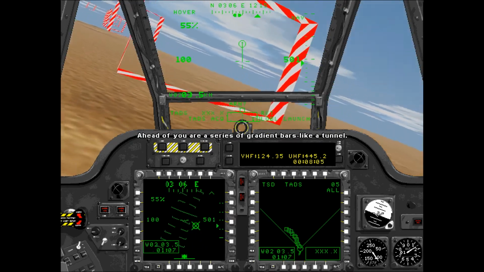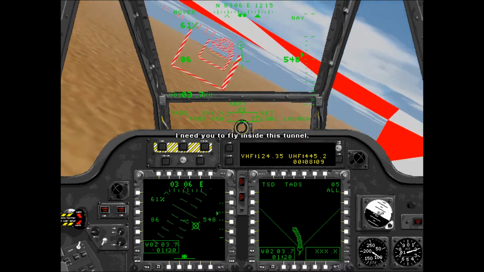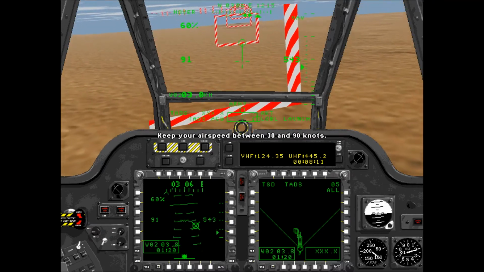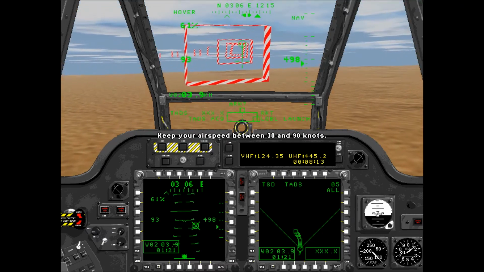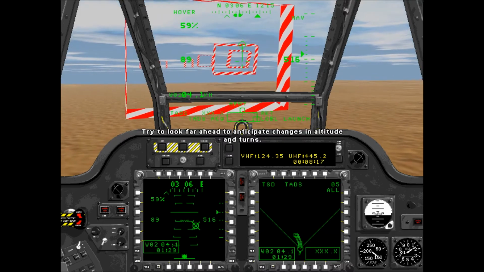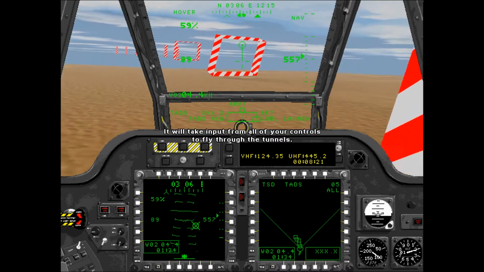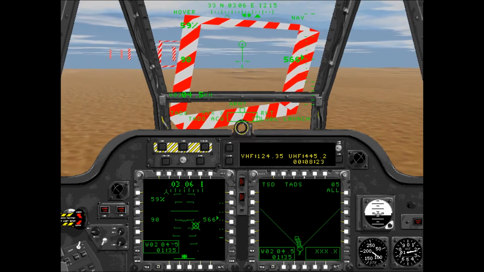Ahead of you are a series of gradient bars like a tunnel. I need you to fly inside this tunnel. Keep your airspeed between 30 and 90 knots. Try to look far ahead to anticipate changes in altitude and turns. It will take input from all your controls to fly through the tunnels.